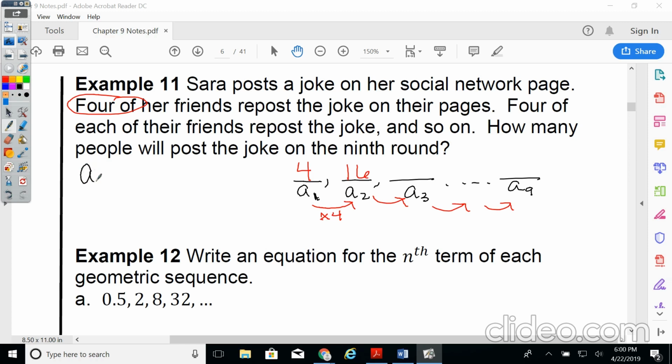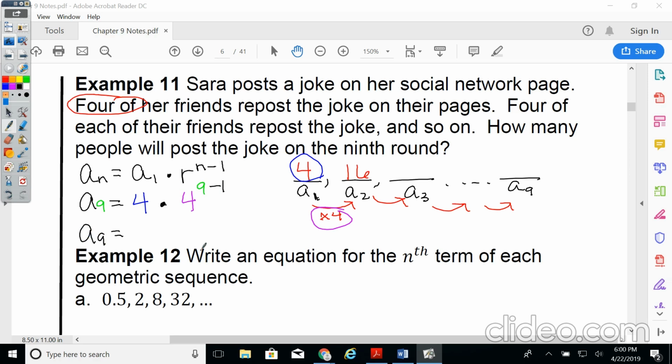So we're going to use the formula a sub n equals a sub 1 times r to the n minus 1. We're looking for the 9th one. To get a sub 9, we can take a sub 1, which is 4, and multiply that by the common ratio, which is each of their 4 friends. So the common ratio is 4 to the 9 minus 1, because 9 is the round that we're looking for, minus 1, because that's what the formula says. So here, this is 4 to the 8th, and I would just type this all in the calculator at once.